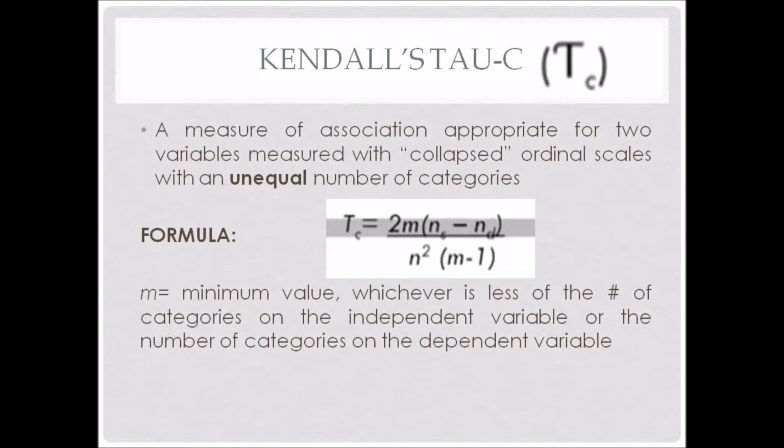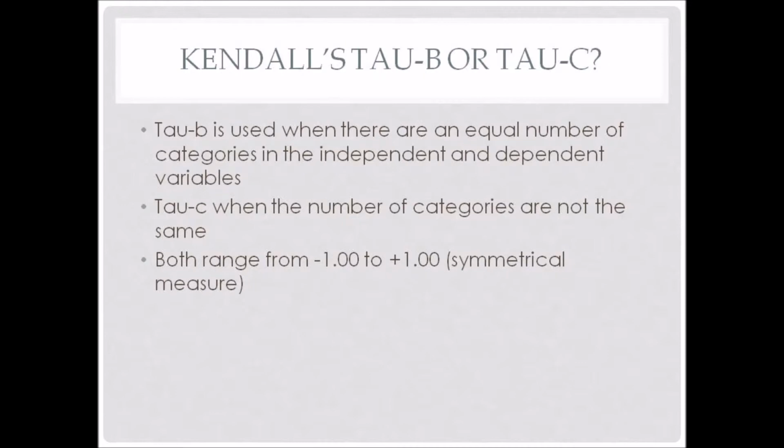A limitation of tau c is it can reach a maximum of 1 only when the independent variable and the dependent variable have the same number of categories. Kendall's tau b or Kendall's tau c. When choosing the appropriate formula, it is important to note that tau b is used where there are an equal number of categories in the independent and dependent variables. Tau c is used when the number of categories are not the same.